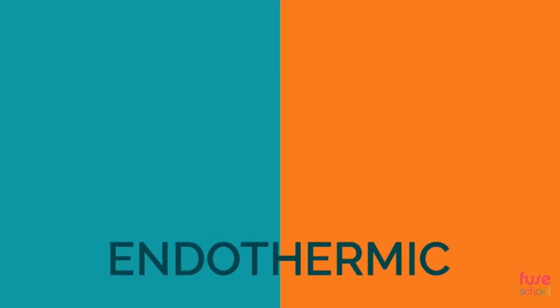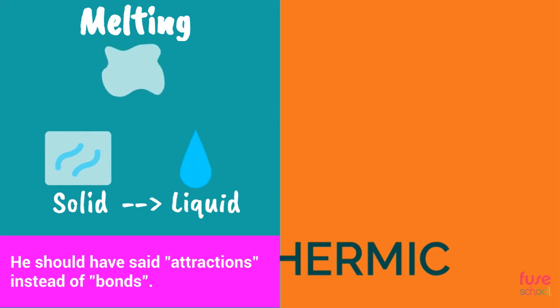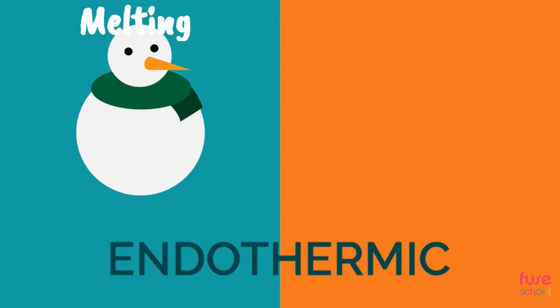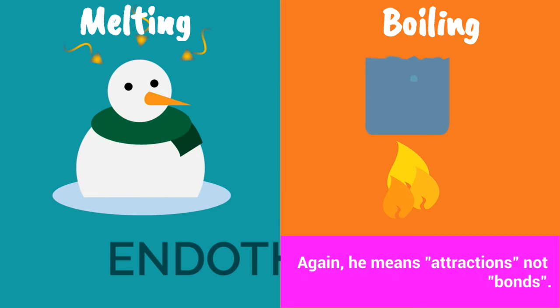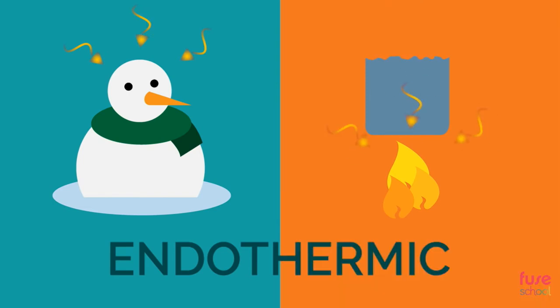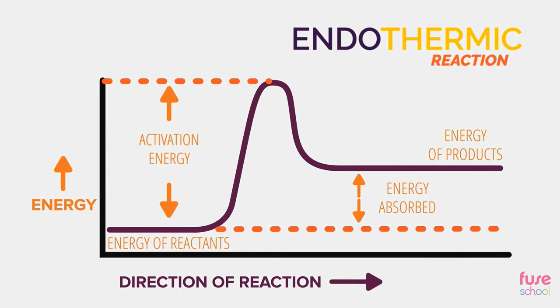Endothermic reactions can also be seen in physical processes. When something melts, it goes from a solid to a liquid. For this to happen, bonds need to be broken. And to break bonds, energy needs to be put in, like our melting snowman. Boiling is also endothermic because energy needs to be put in to break the bonds for the liquid to turn to gas. Because in endothermic reactions energy is added to the reaction, the energy of the products is higher than the energy of the reactants. And so the energy curve looks like this.